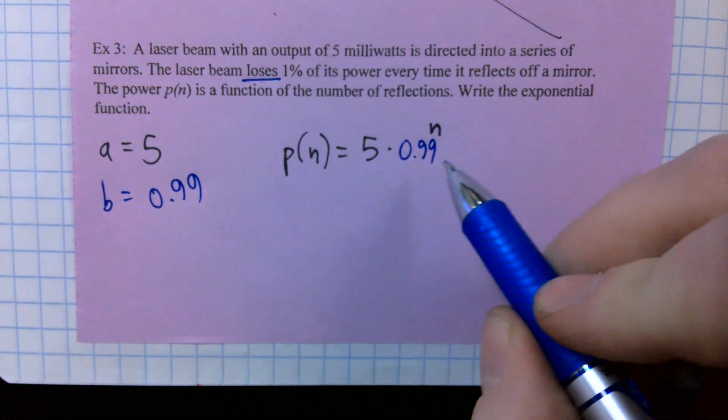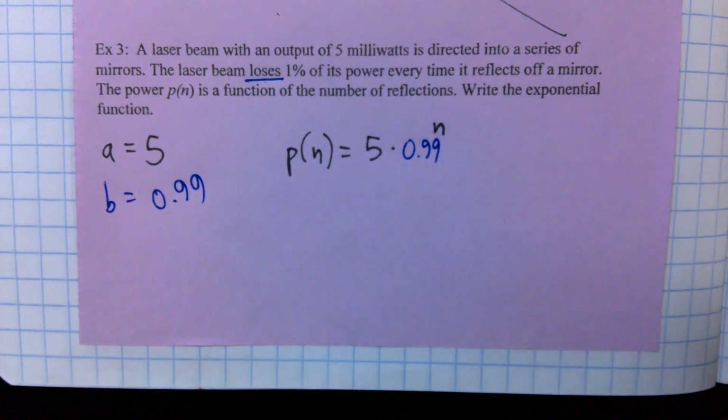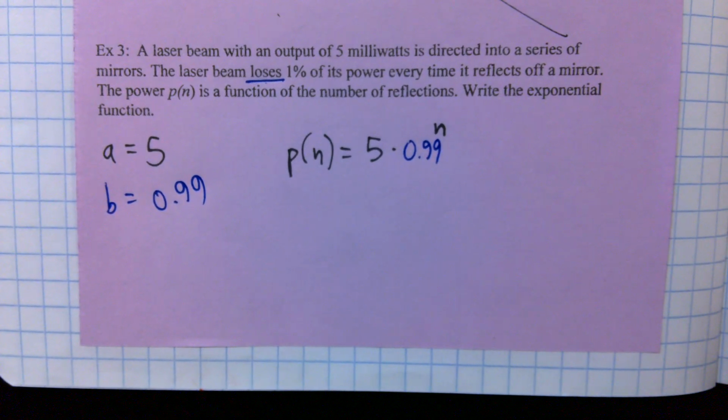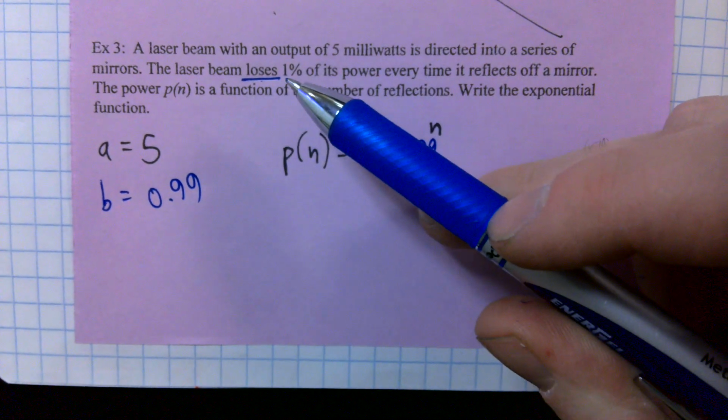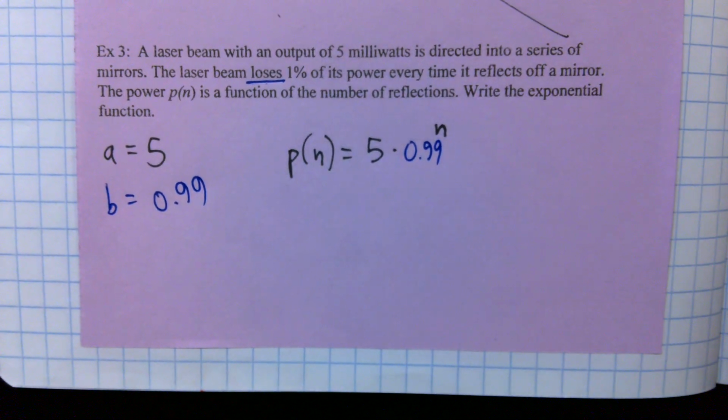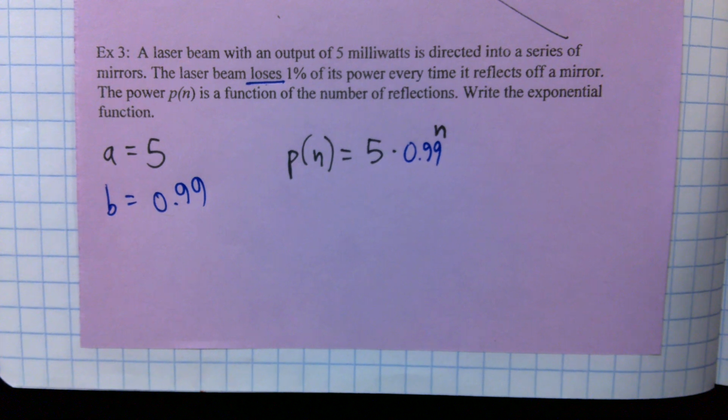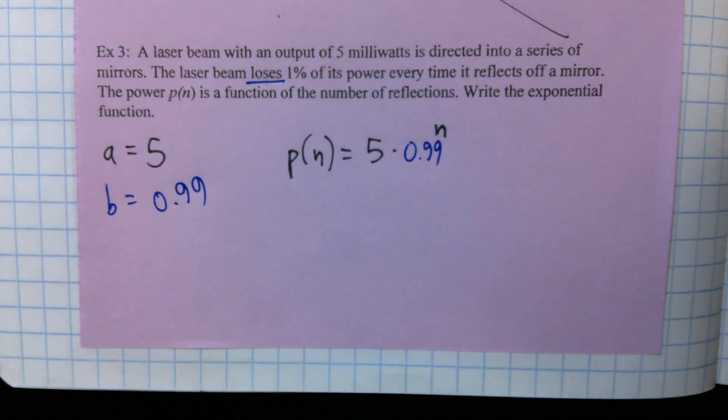Like I said, when that B in the middle is less than 1, we have a decay function. It's getting smaller, decreasing. If I'm losing power every time it reflects, my amount of power should be decreasing exponentially as we go along. Okay?